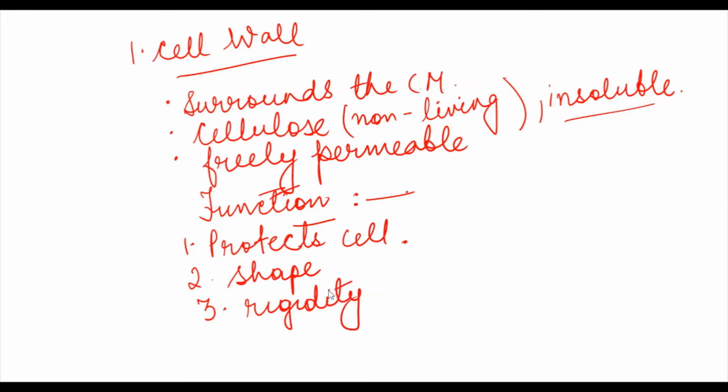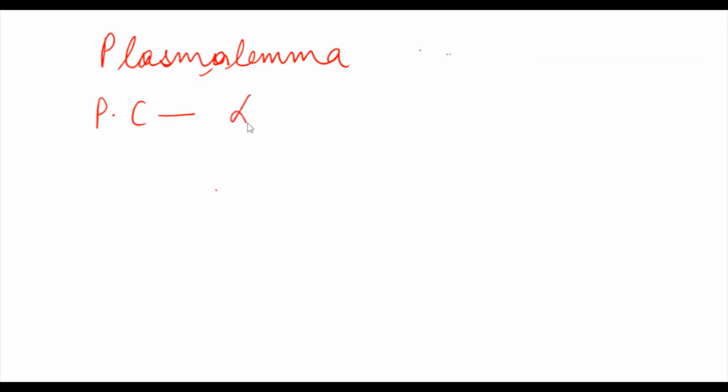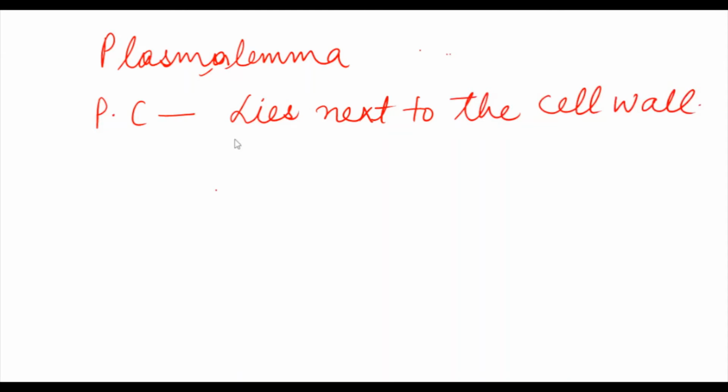Students, next is plasma lemma or plasma membrane. Okay, now as you have seen in case of a plant cell, children, the outermost layer or the membrane is what? In case of a plant cell, the outermost membrane is the cell wall. So in a plant cell, the plasma lemma lies next to the cell wall, isn't it? That means it is the second membrane of a plant cell.